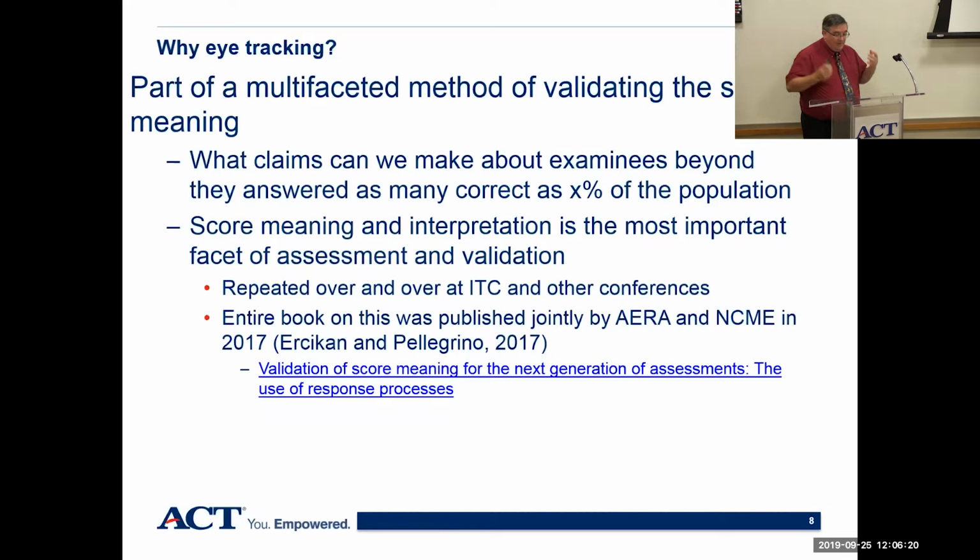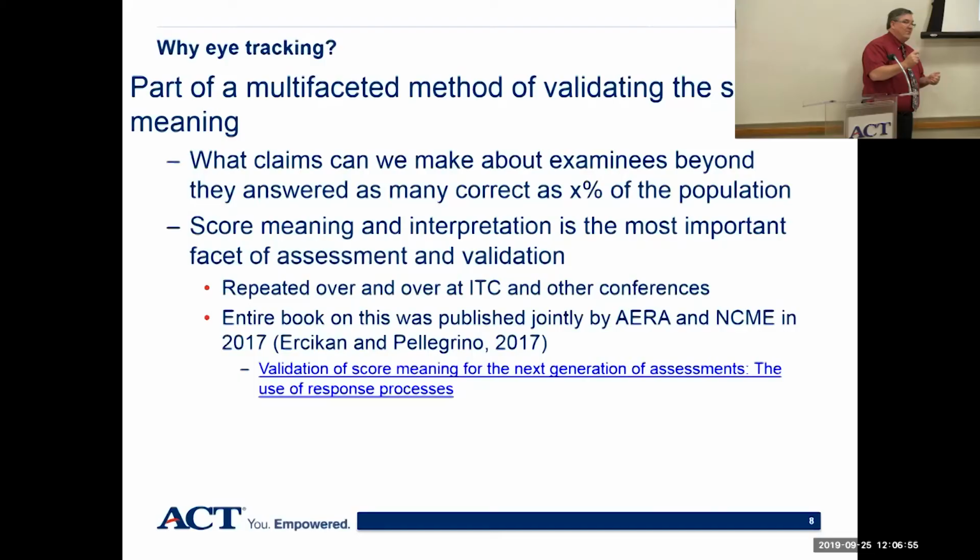And it was repeated. At ITC last year, every presentation that I attended, and pretty much the same at NCME as well, for the ones that I chose to attend, had this idea that score meaning and interpretation of assessment, and validation of the claims you're going to make about students or test takers in general, was by far the most important. And AERA and NCME published an entire book on this, written by Elliott Kaplan and Pellegrino, on validation of score meaning for the next generation of assessments and the use of those assessments.